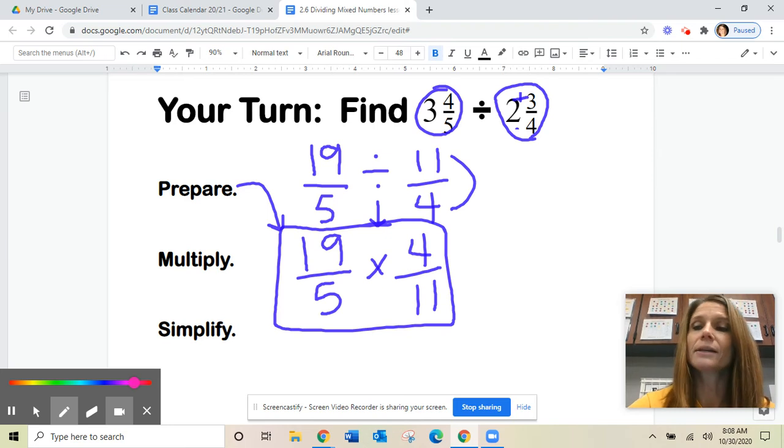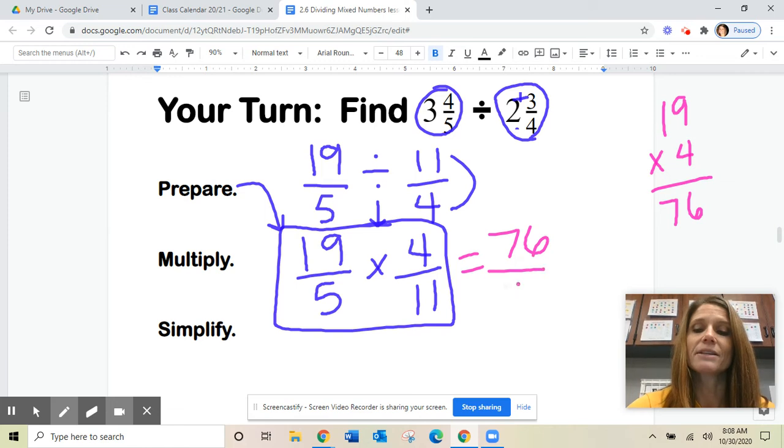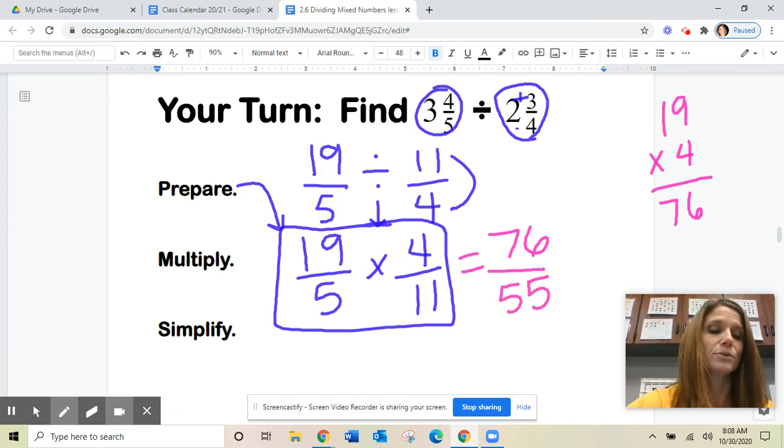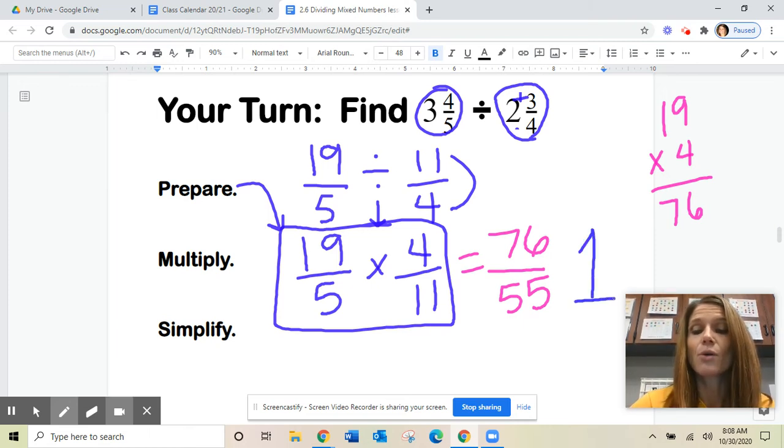Ready to multiply. 19 times 4 gives me 76. And a 5 times 11 is a 55. Your value was improper, so we need to simplify this a little bit. Thinking how many 55s go into 76, and I know it's just one, which leaves me with 21 extras out of 55.